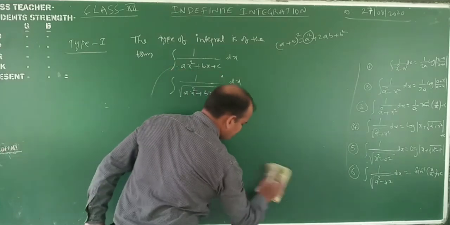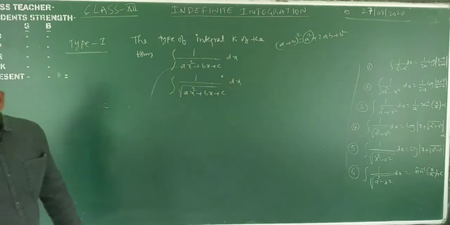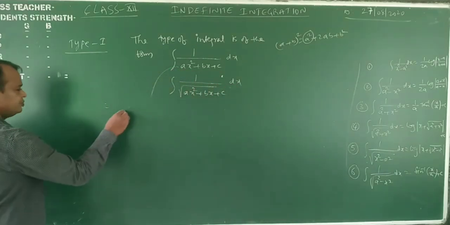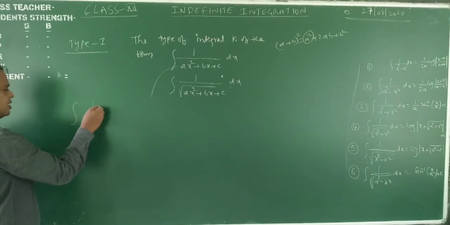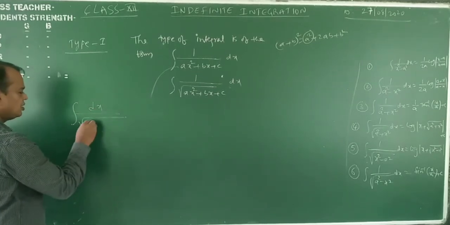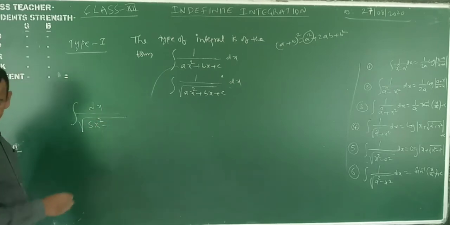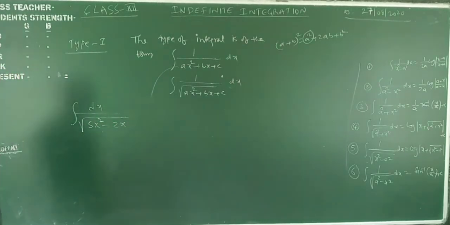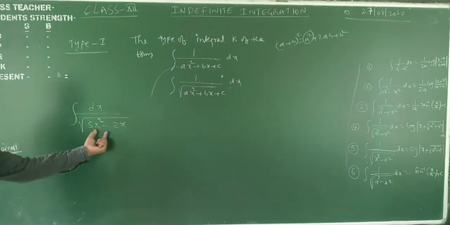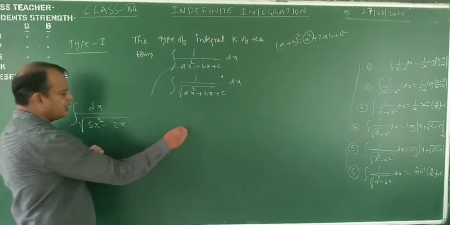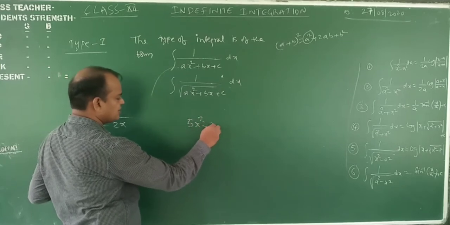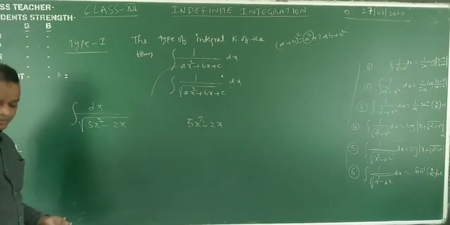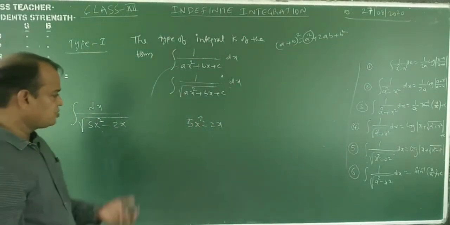Next, we are going to the next problem. Integral of dx by root over 5x square minus 2x, given in this way. What is the quadratic expression? ax square plus bx, we will take it aside. This is 5x square minus 2x. In this one the constant is missing, no problem at all.